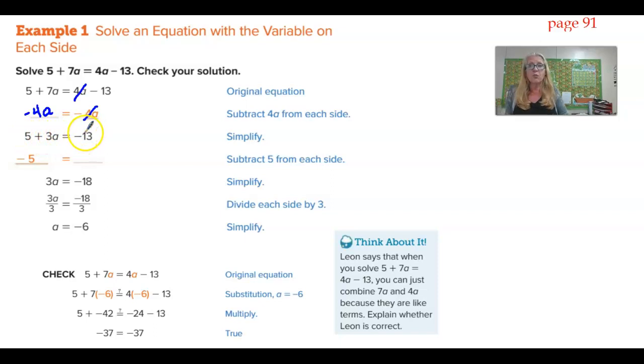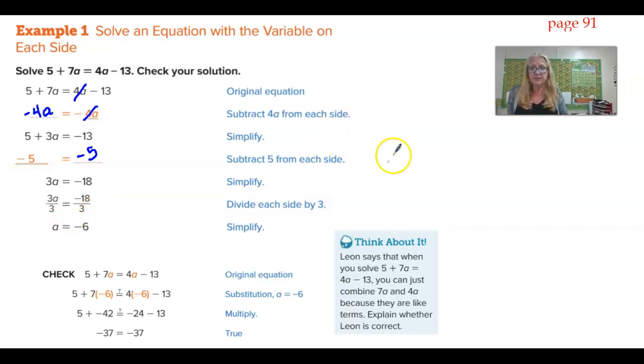Now it's clear to see what constant we want to eliminate. We want to eliminate the 5 so that we can get our variable term by itself. So we subtract 5 from both sides. Then we have 3a, and negative 13 minus 5 is negative 18. So we have 3a equals negative 18. Our final step is to divide both sides by 3 to get a by itself, and we find that a is equal to negative 6.